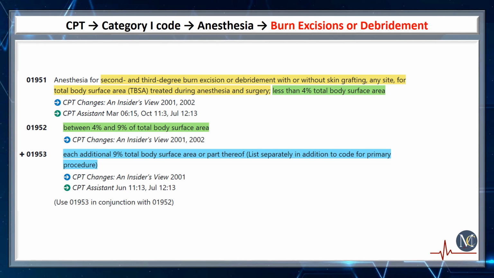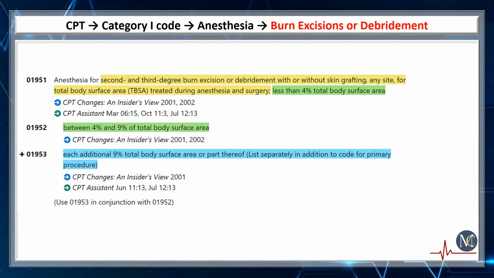Second and third degree burn. Second degree burns involve the epidermis and part of the dermis. It appears red, blistered, or may be swollen or painful. Third degree burns destroy the epidermis and dermis. It may also damage the underlying bones, muscles, and tendons. The provider performs anesthesia services for a patient undergoing excision or debridement of less than 4% of the total body surface area for second and third degree burns.